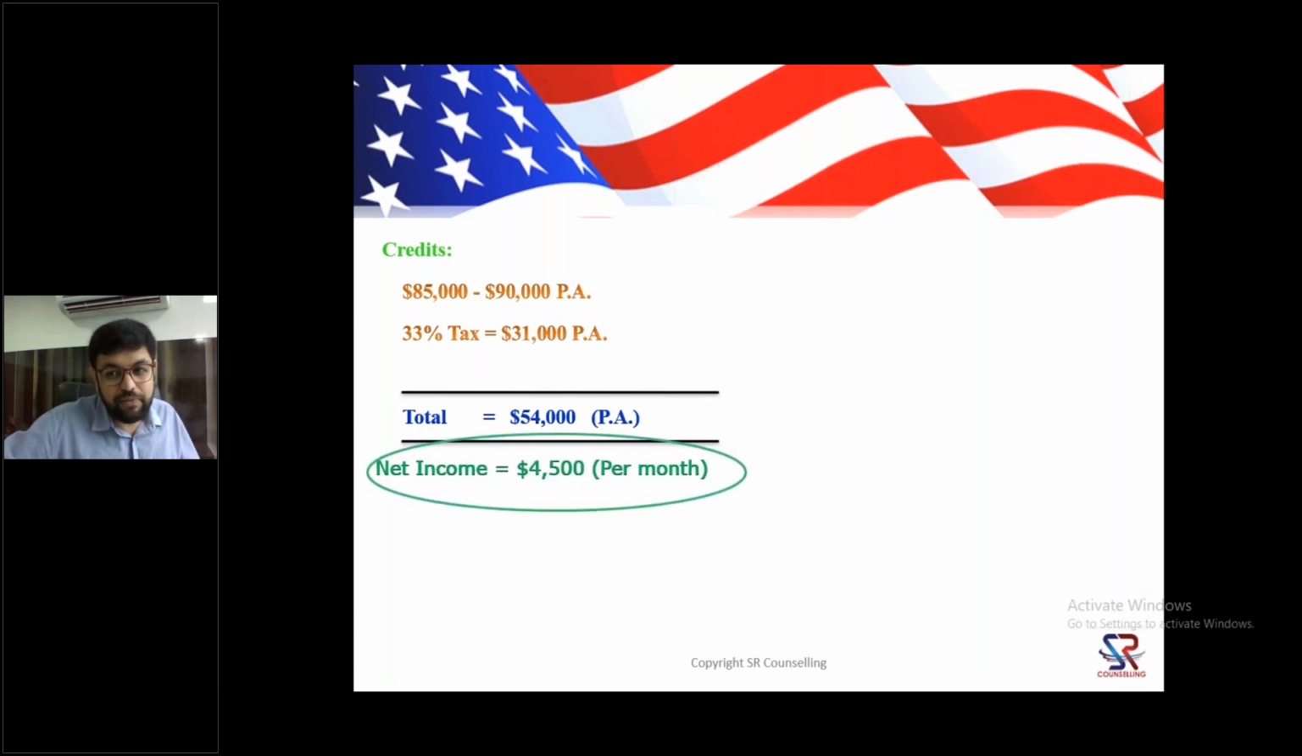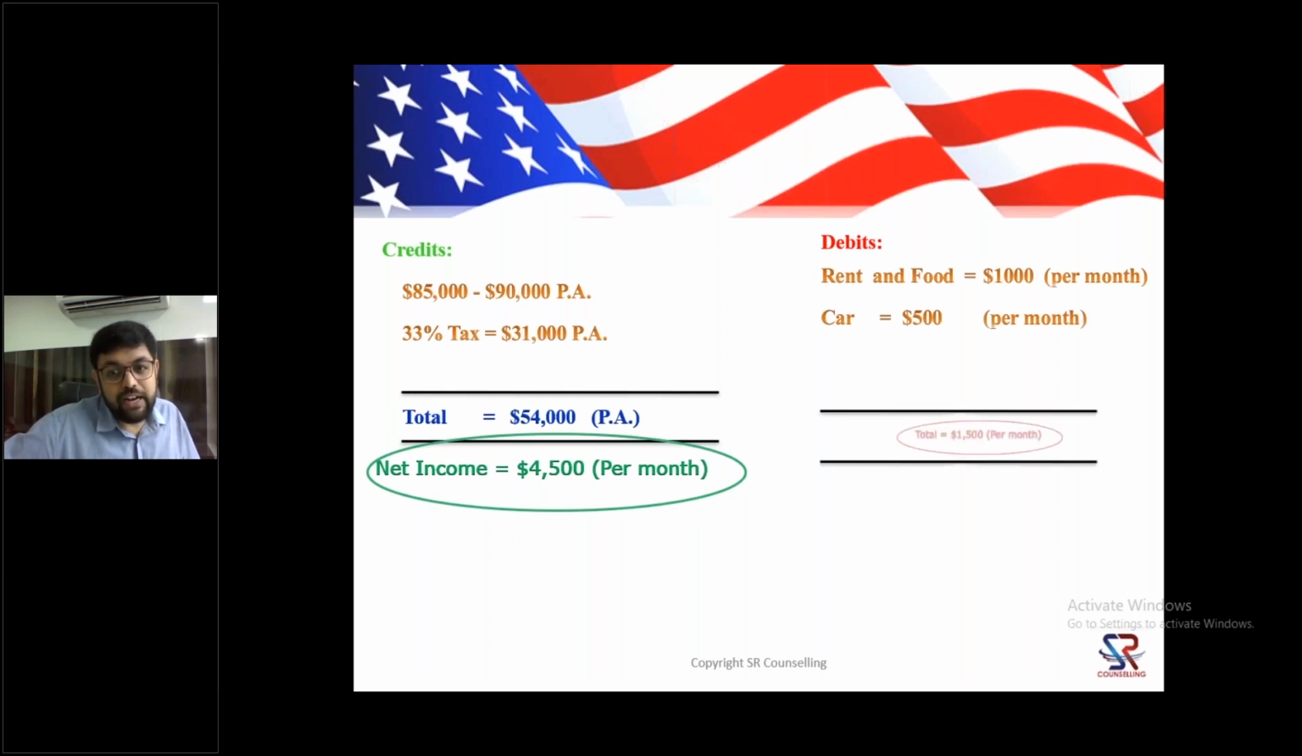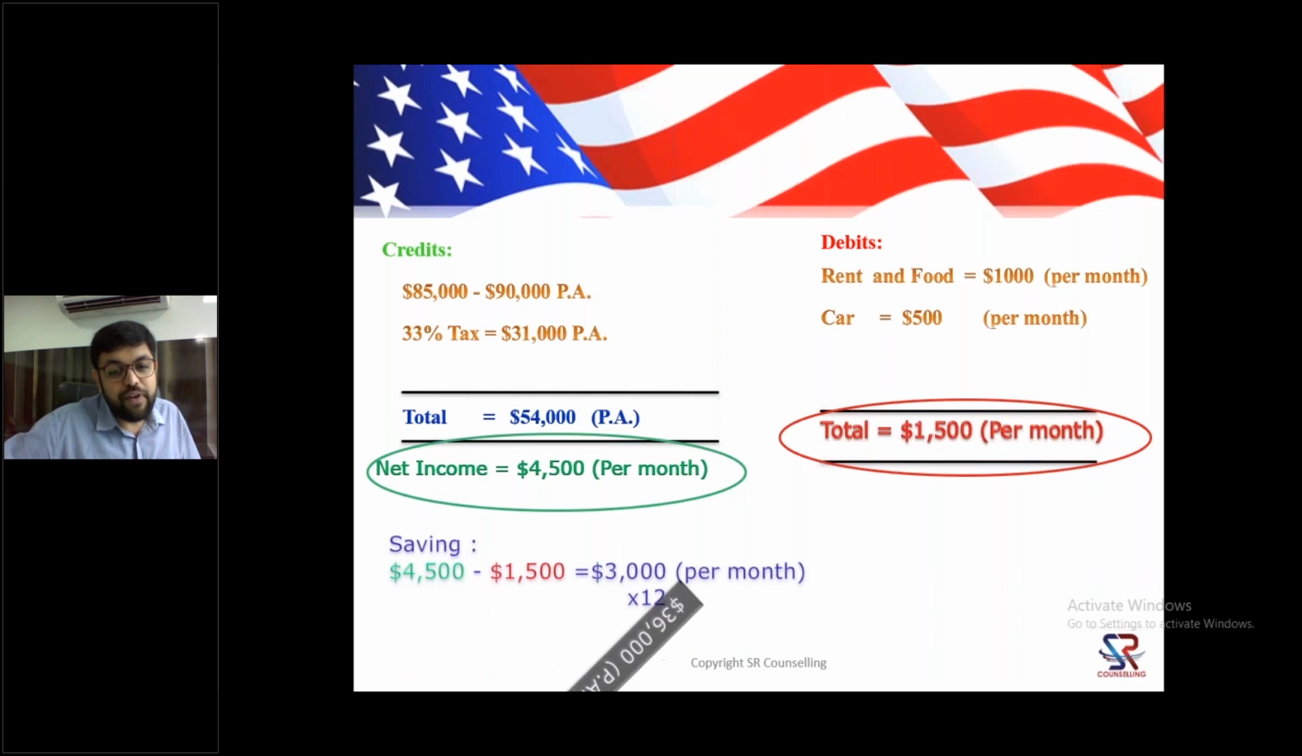I'm sure you'll be feeling I'm going too fast, but it's simple maths. I just want to state a point due to which we are quickly doing some mathematics. $4,500 a month, say you rent and food, you want to live a very luxurious life, you end up spending $1,000 a month, and you buy your own car and the EMI of the car is $500 a month. That is approximately $1,500 is your spending. This is a very luxurious lifestyle. You can save much of it. So 4,500 minus 1,500 is $3,000 you would save per month, into 12 for the year. You can save $36,000.